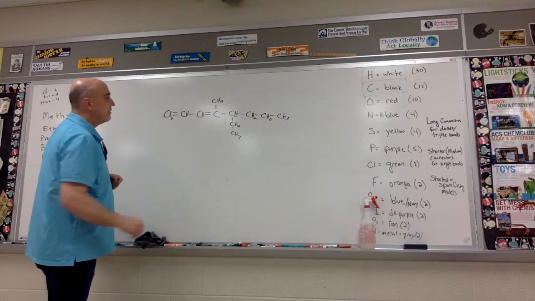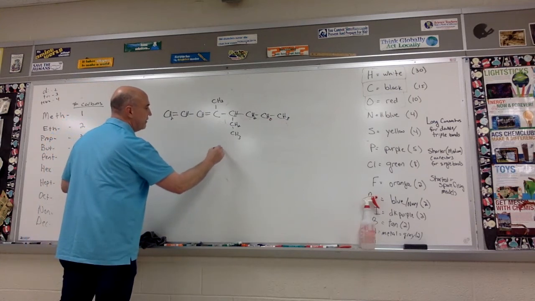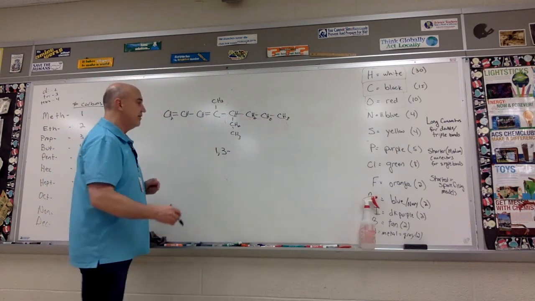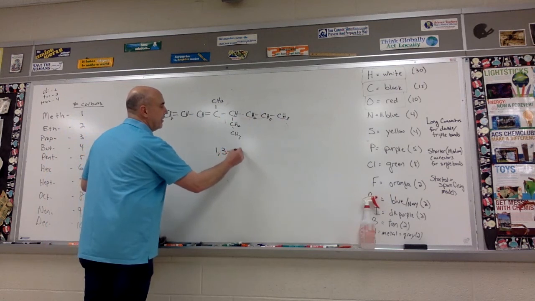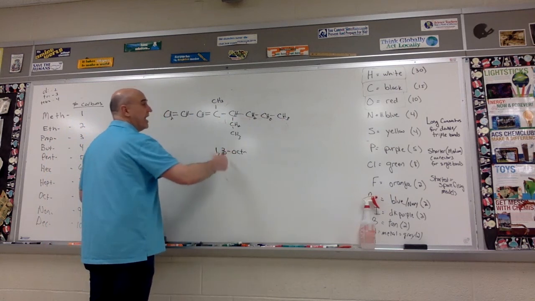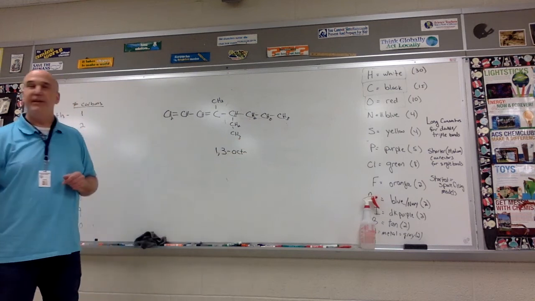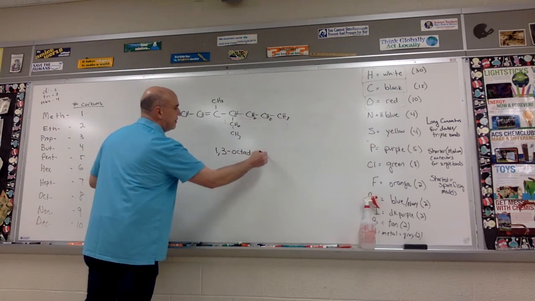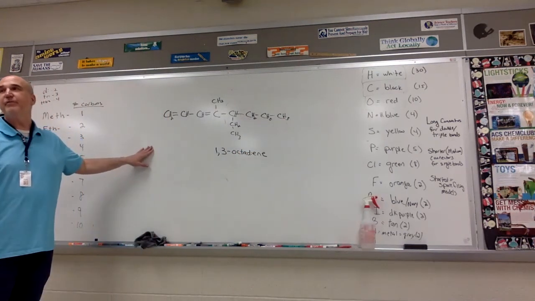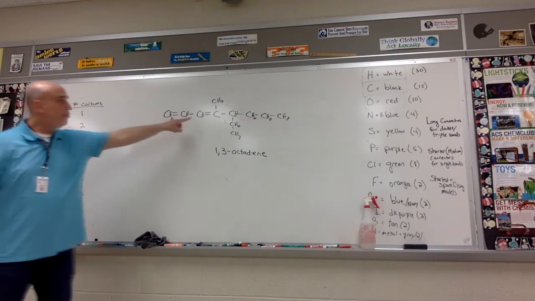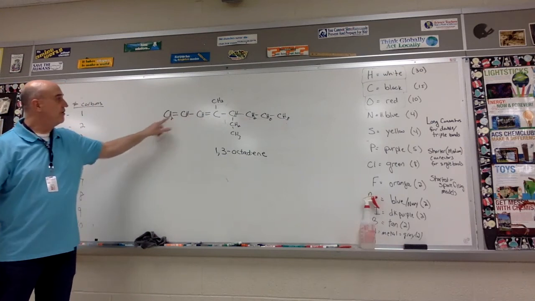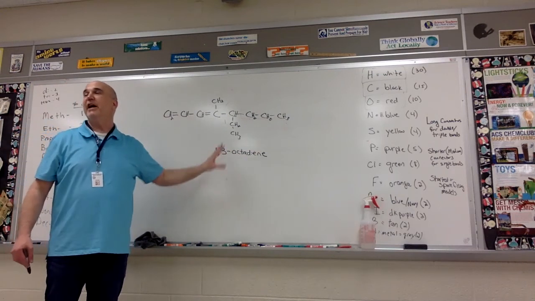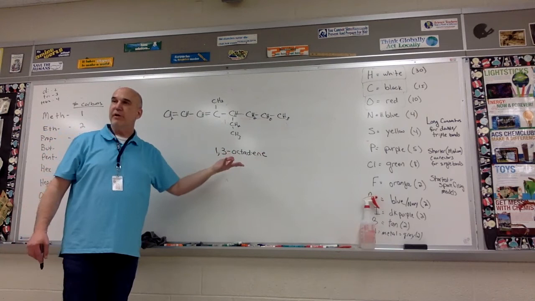So when we're naming this, it's going to be 1, 3. 1, 2, 3, 4, 5, 6, 7, 8 is my chain, right? So when there's two double bonds, instead of just saying octene, which would be the one double bond, you say octadiene. Then we also have to put our methyl groups out here. But since there's two double bonds, it's off the first and third carbon. We can't just say octene, we have to say octadiene, diene, meaning two double bonds.